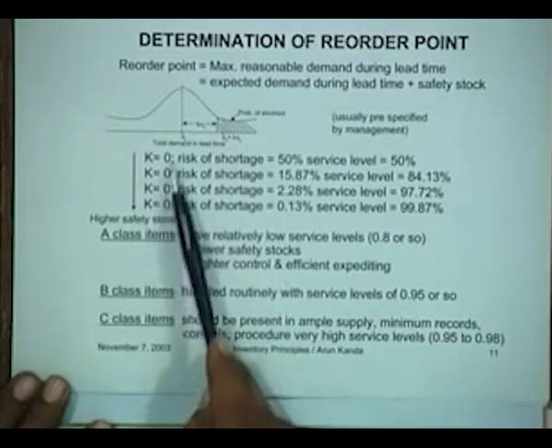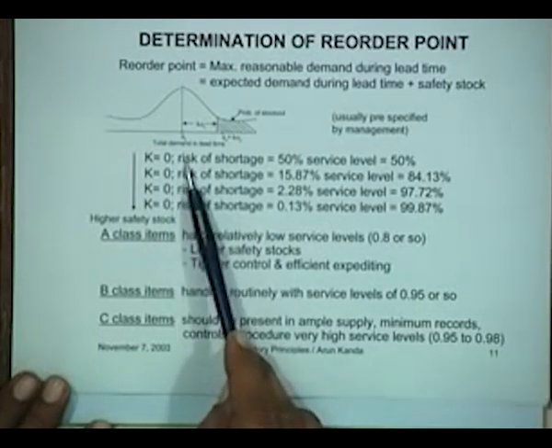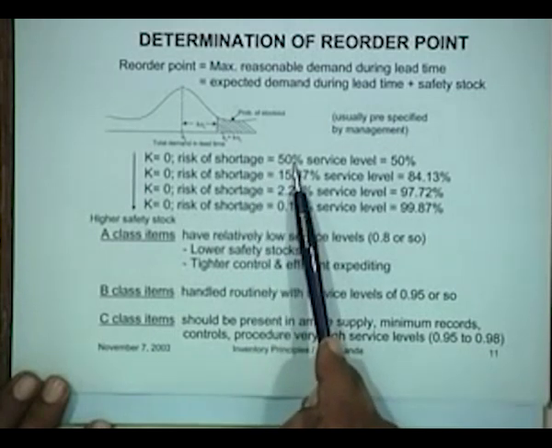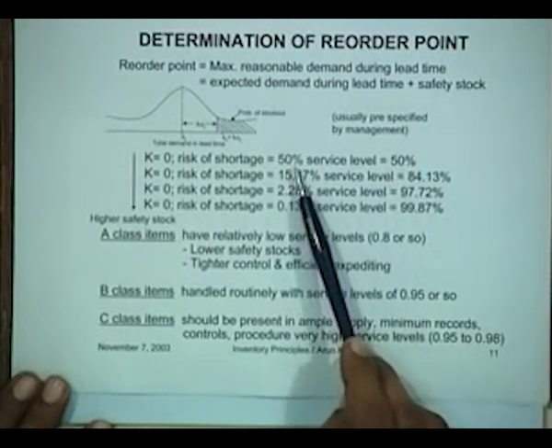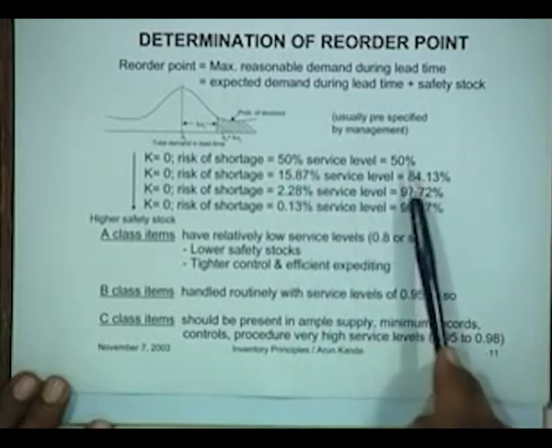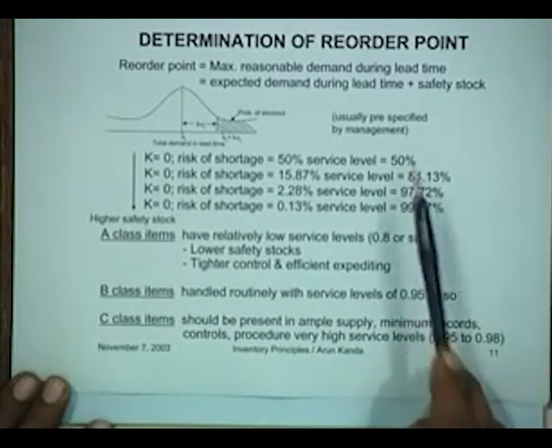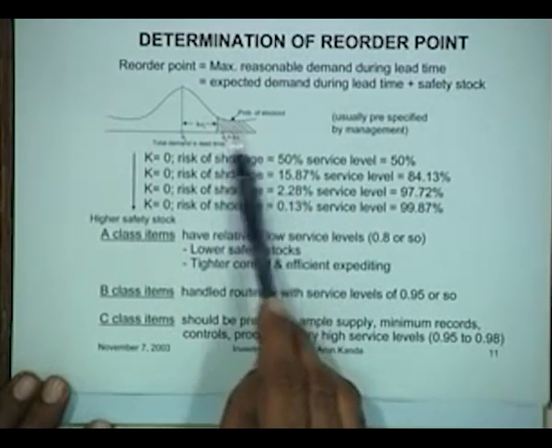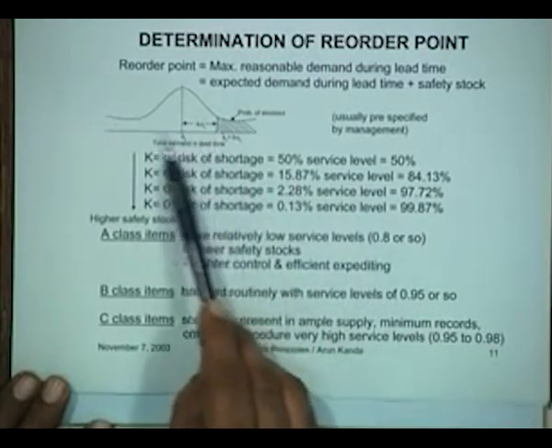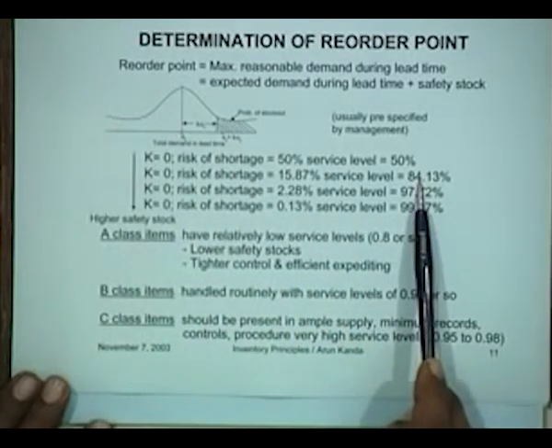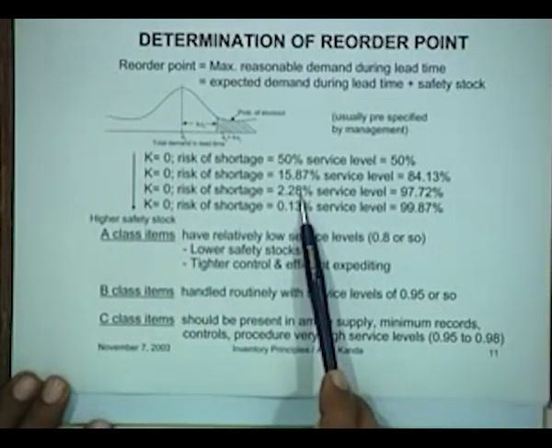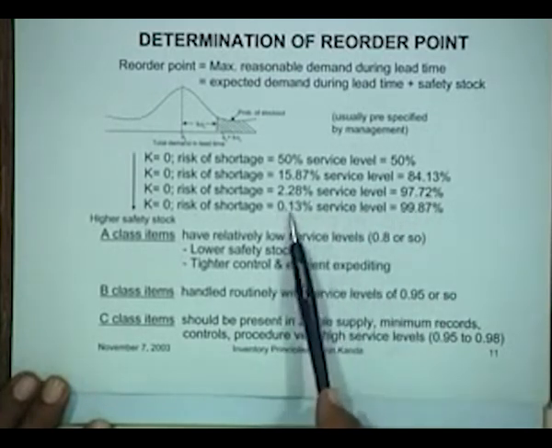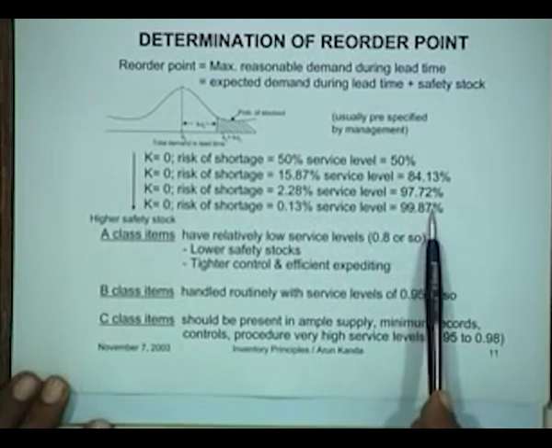So normally what you can do is, for different values of K, the risk of shortage that you have could be 50%, and the service level is then taken as 50%. If the risk of shortage is now 15.87%, which is this area, then the service level is the remaining area, which is 84.13%. If the risk of shortage is 2.28%, then the service level will be 97.72%. If the risk of shortage is smaller, then the service level is much higher.